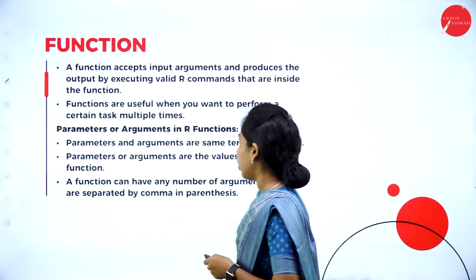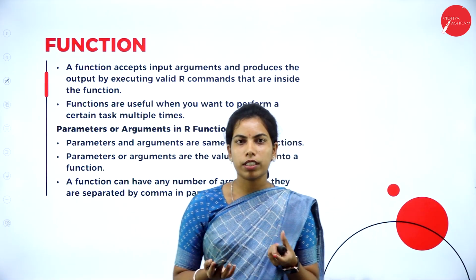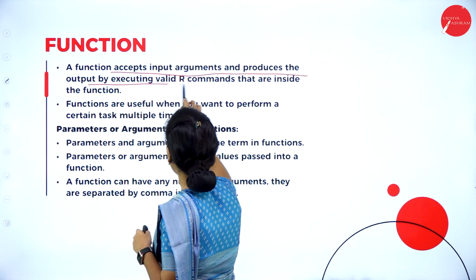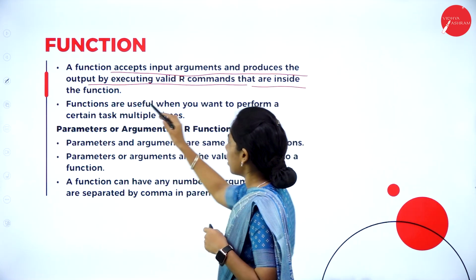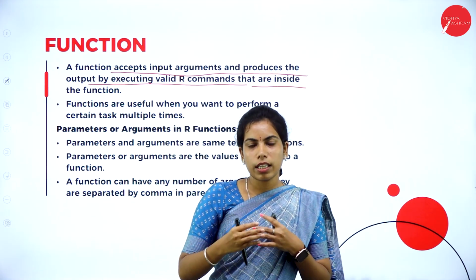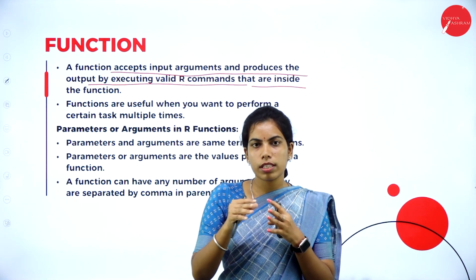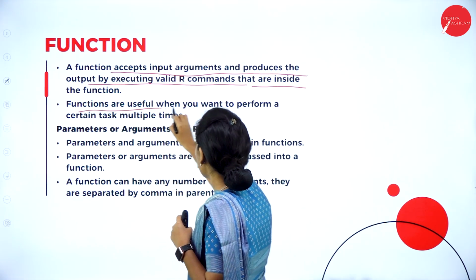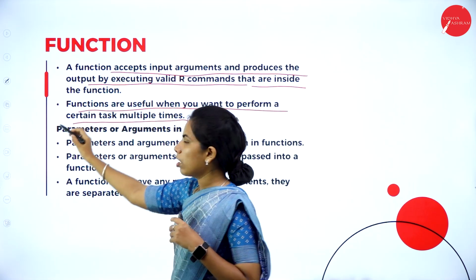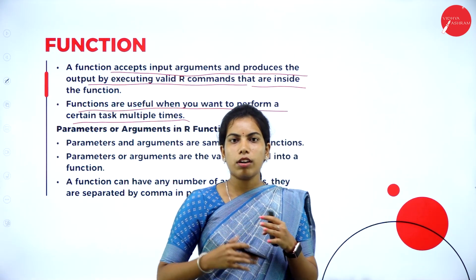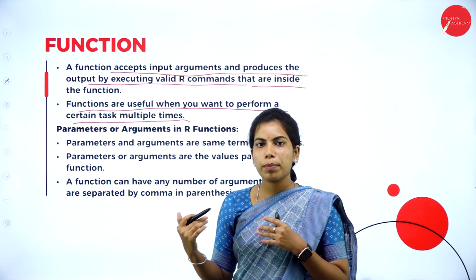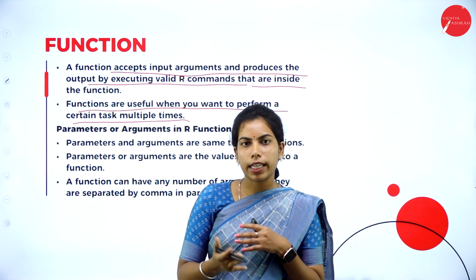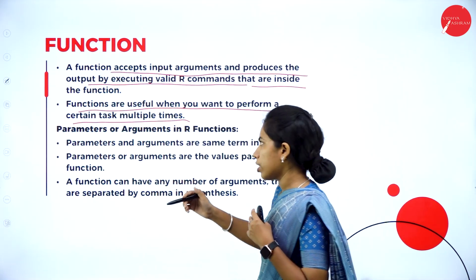Got it now? So now, function. What do we mean by function? A function is something that accepts input arguments and produces output by executing the valid R commands inside the function. So if we want to execute any function, a set or block of code will be executed for a particular range of time. So functions are useful when you want to perform a certain task. As I already told, if a sequence of conditions will be executed, for that purpose we have to use a function. So a set or block of code will be executed multiple times.